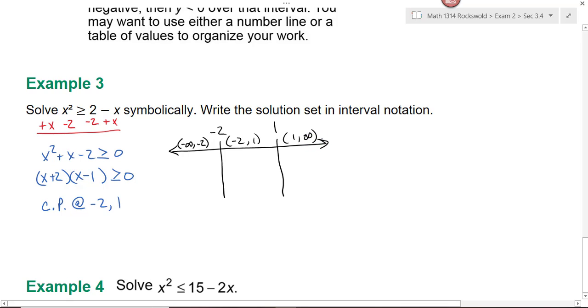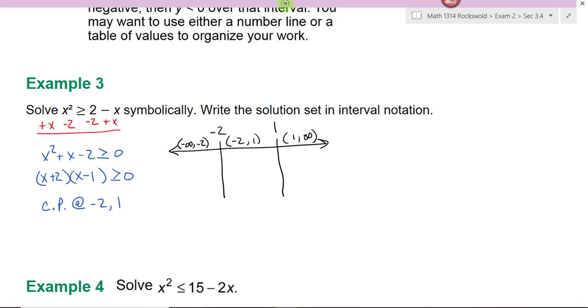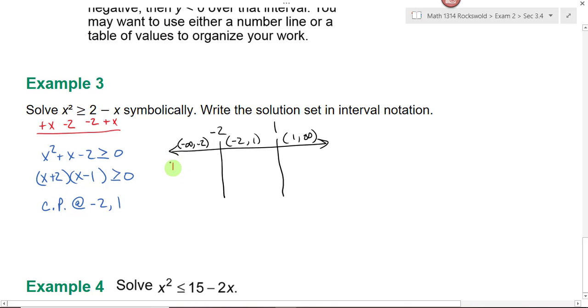Your next step is to pick a test point in each interval in order to check the sign of this expression in that interval. So I'm going to test, and it can be any number in this interval.